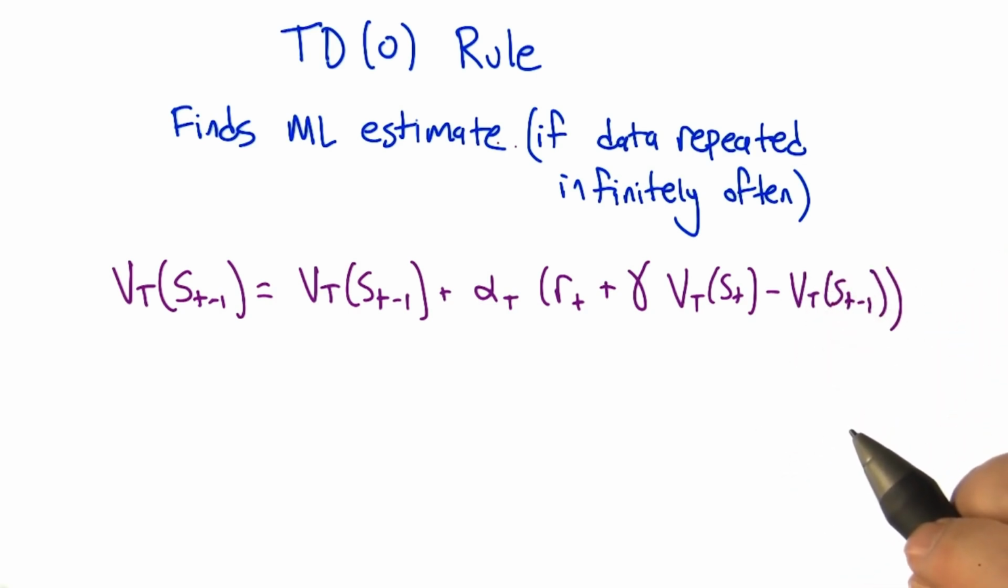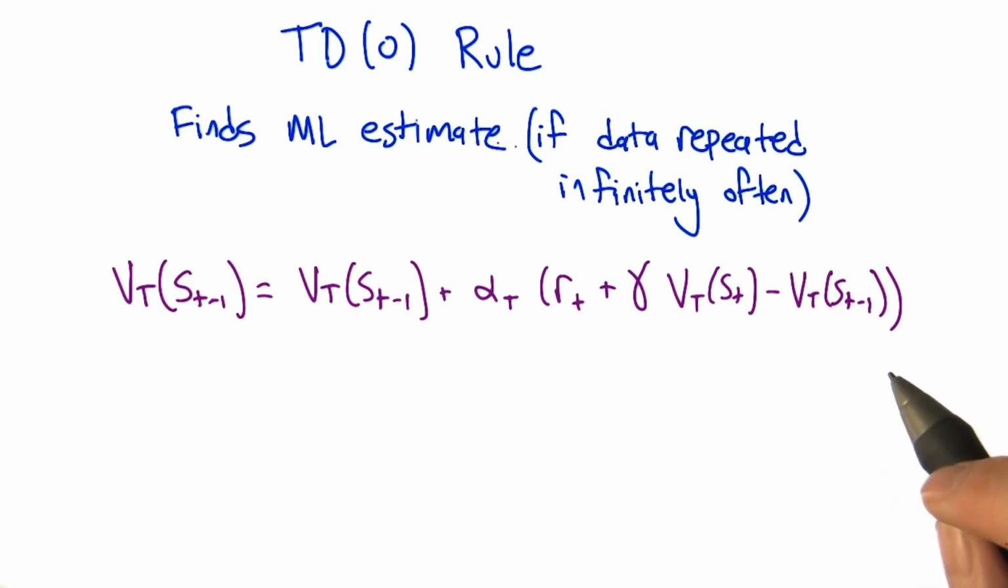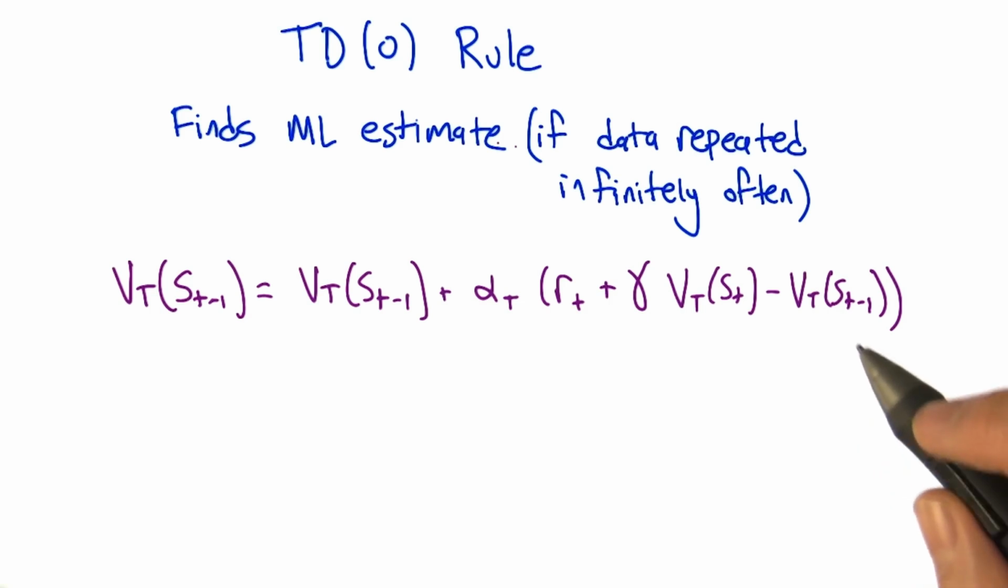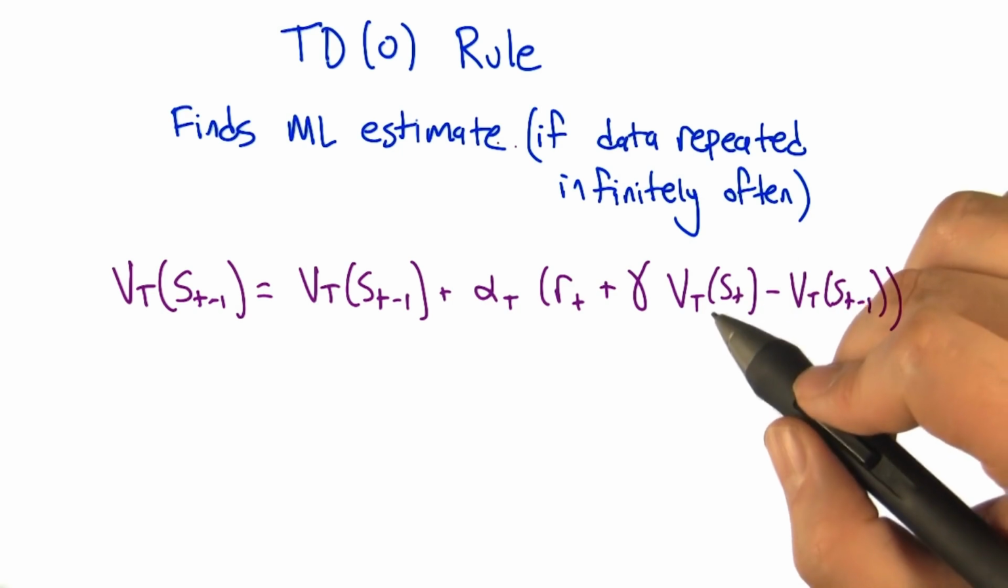So does this look familiar? It's got V's and R's and alphas in it. Well, sure. All right, but maybe we can be a little more precise about this.